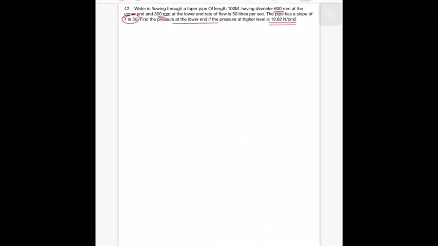Now let us write the Bernoulli's equation first, because whenever you see terms like pressure or discharge, velocity or datum, if you have been asked to find out all these things, you will have to use Bernoulli's principle. So let us write Bernoulli's principle. P1 by rho g plus V1 square by 2g plus Z1 will be equal to P2 by rho g plus V2 square by 2g plus Z2.